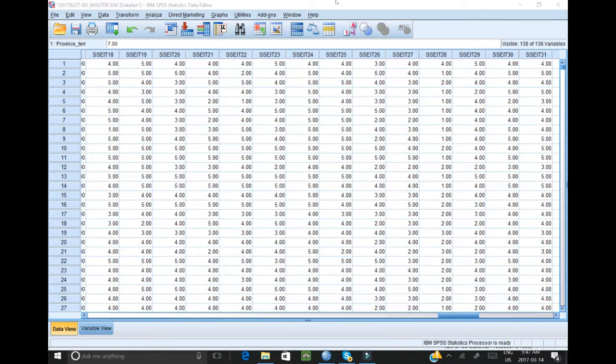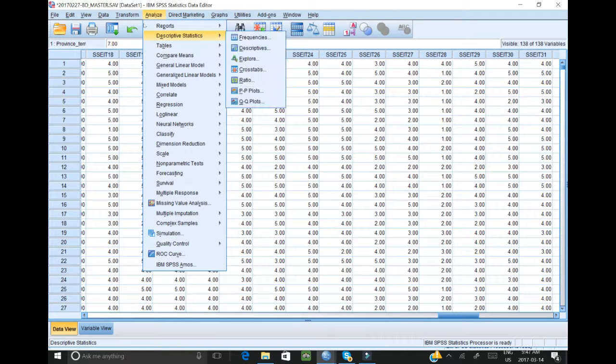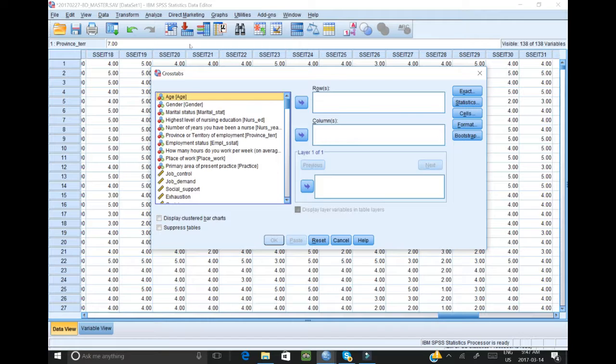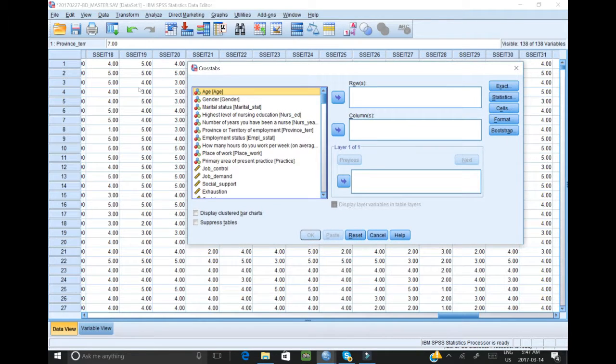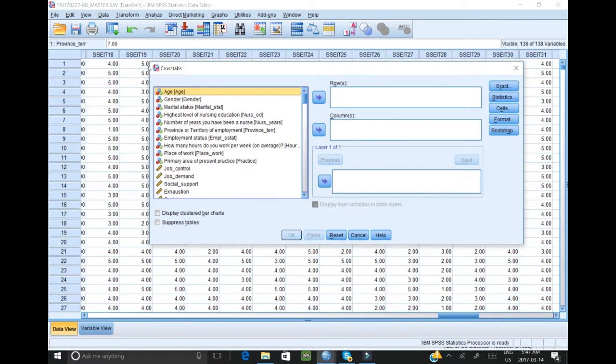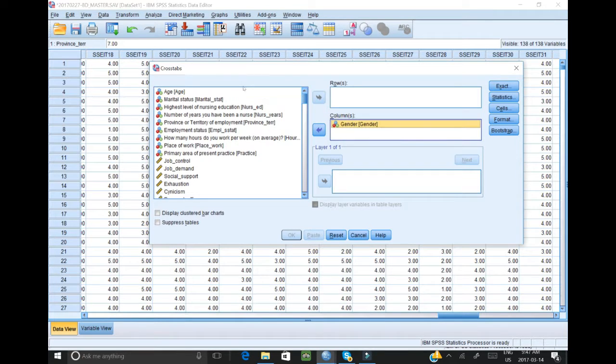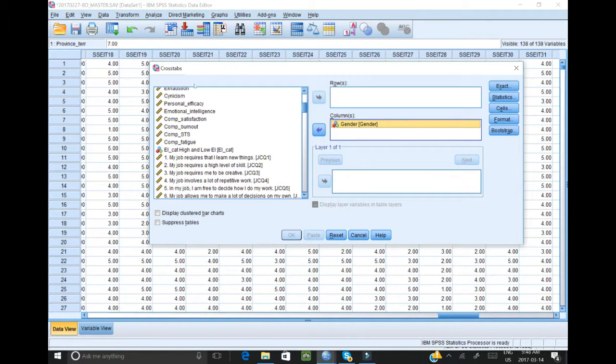In this video, I'm going to show you how to do a chi-square analysis in SPSS using the crosstabs function. So first we go to Analyze, and then we find Descriptive Statistics and Crosstabs. For our example, we're going to look at the relationship between gender and high or low emotional intelligence. Let's see if there's a difference between men and women nurses who are in our sample.